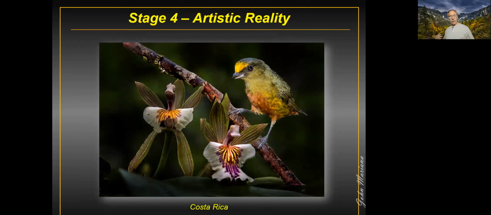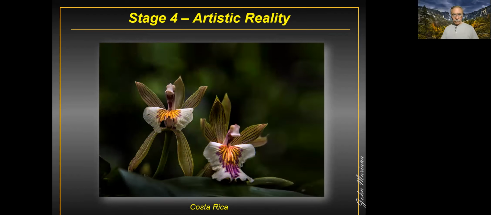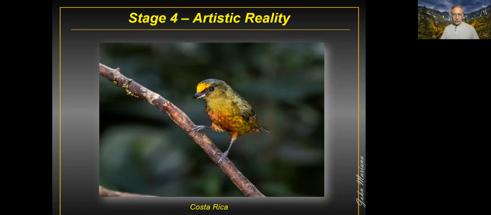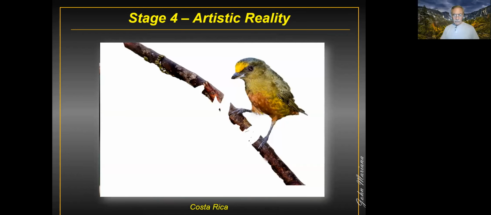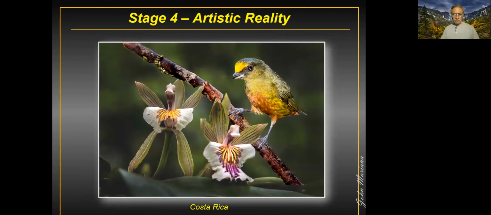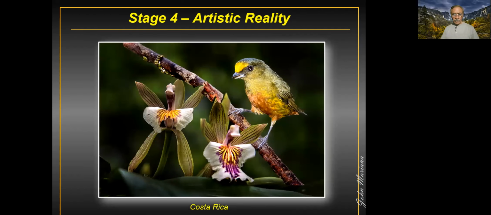This is an artistic reality. It's a composite that I shot multiple images in Costa Rica. Here's the flower shot. Here's the bird shot. Blocked out portions of that image, put the two together, darken the background, the light against dark. See that bird, how it stands out three-dimensionally against that dark area?